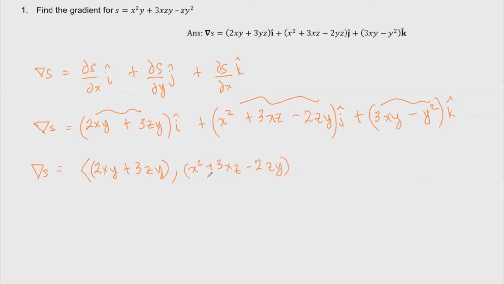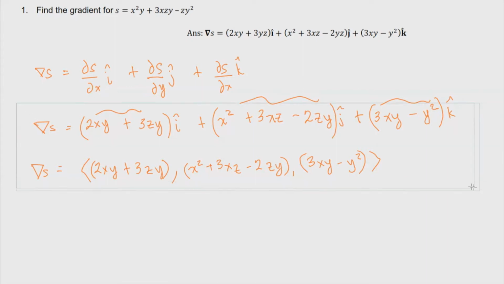You can also use this one. Just add parentheses, so comma, and then 3xy minus y squared. So you add a comma, and then you enclose that with this. It's not actually the less than and the greater than sign, but it looks like one. The less than sign is more pointed, but this one is not pointed. It's something like a modified bracket that we use to represent vectors. Okay, so that's the other way of writing the answer.